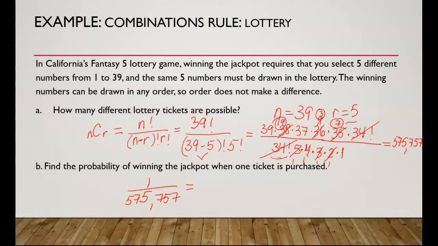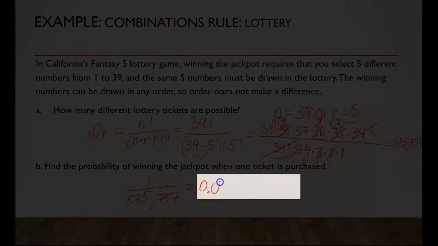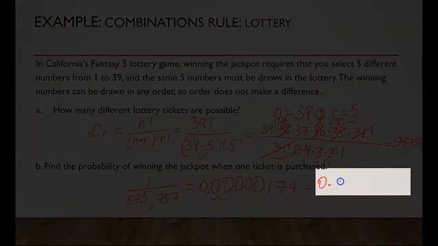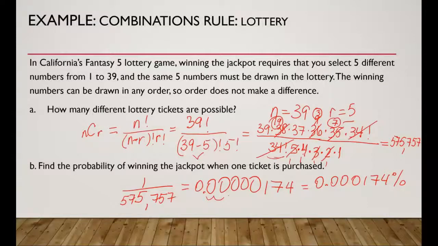Let's write it in decimal and percent. Remember, we can express probability as a fraction, decimal, and percent. As a decimal, it's 0.00000174 rounded to 3 significant digits. In percentage, it will be multiplied by 100 with the percent sign added, 0.000174%. As you can see, the probability of winning the lottery is really low.